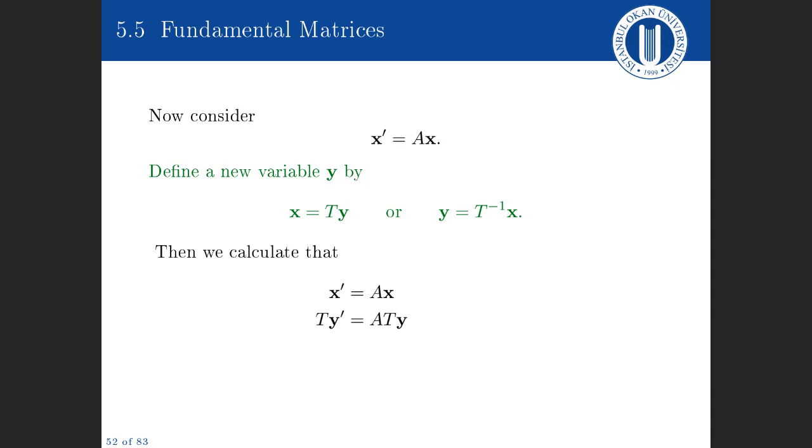Multiply on the left by T inverse. That's the same as y prime is equal to T inverse AT y, but that's just the same as a diagonal matrix D times y.